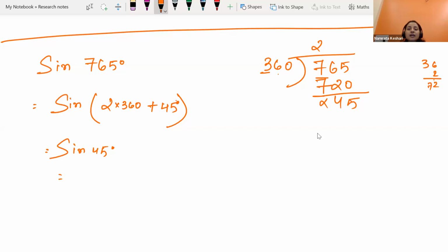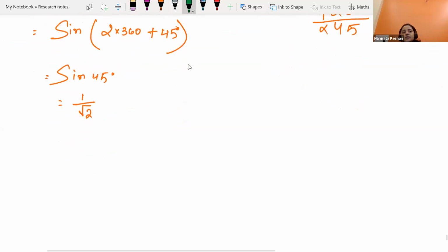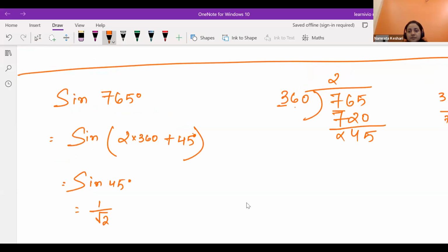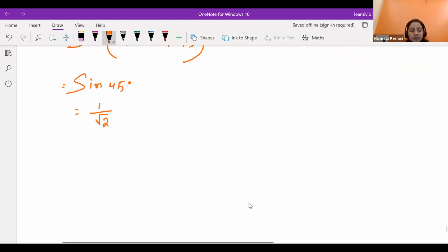Sin 45 degree कितना होता है? 1/2, right? Is there any confusion in this one? Is there any confusion, Alina? No, ma'am.